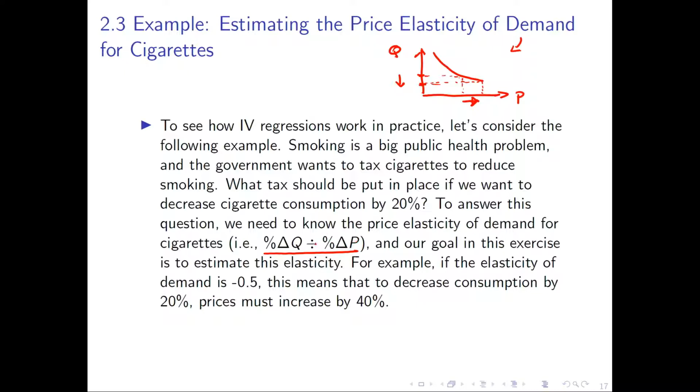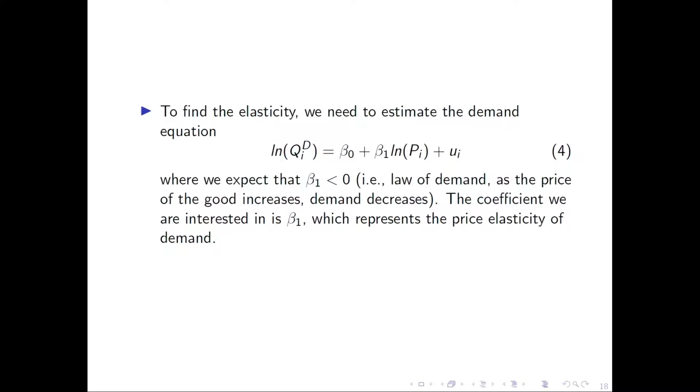So what you get here is just a number, and this is the change in quantity per change in price. Okay? So, for example, if we are given that the elasticity of demand is negative 0.5, this means that if you want the quantity to go down by 20%, you have to increase the price by 40%. So in this case, you are interested in the change of quantity given a change in price.